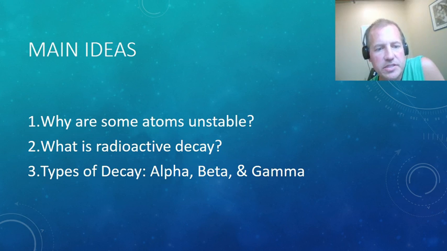The main ideas are: why are some atoms unstable? Why do we have nuclear decay? What is radioactive decay? And the third are the three types of decay: the alpha, the beta, and the gamma decay is what we'll be looking at today.